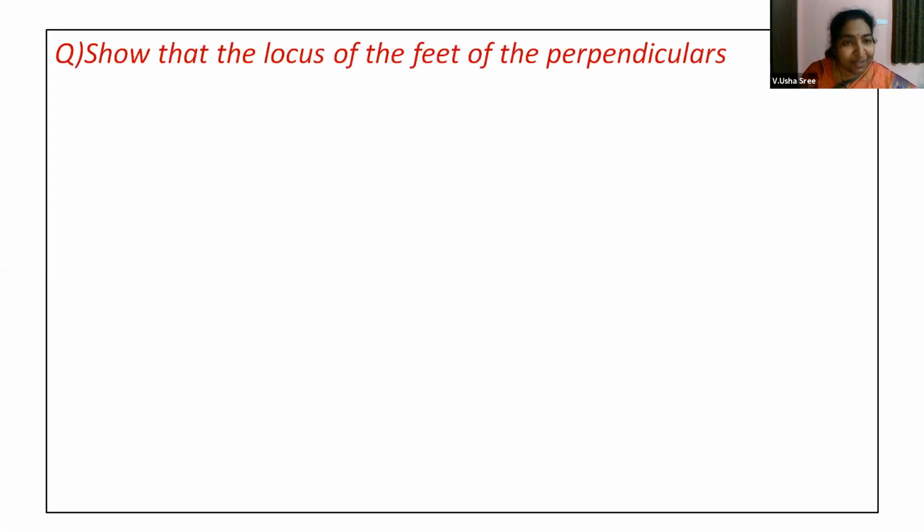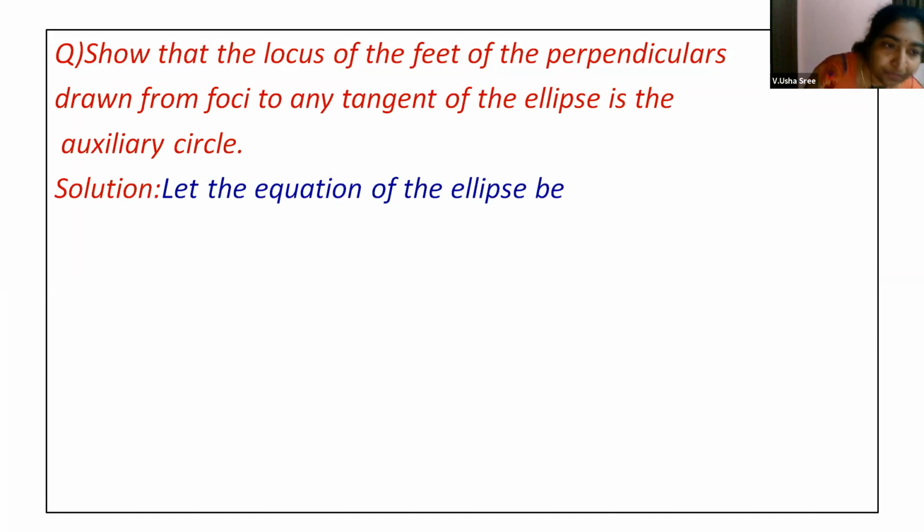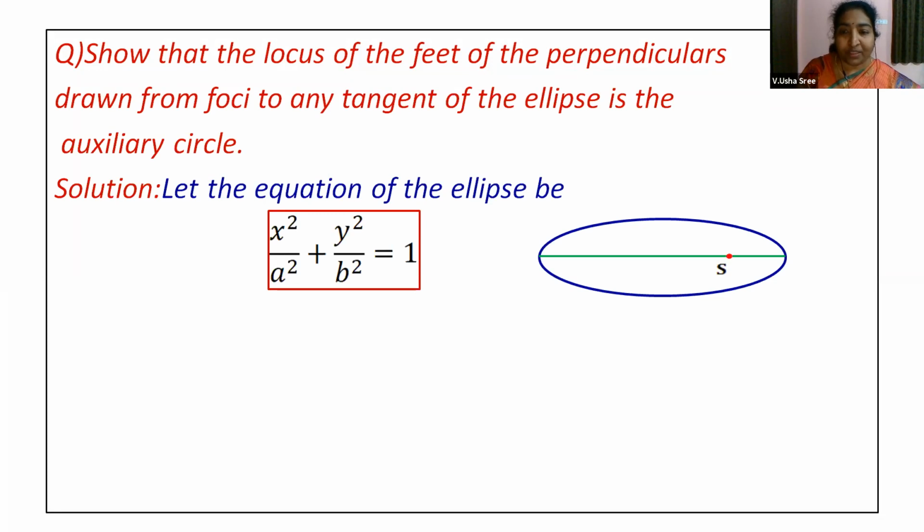The same thing we are trying to prove today. Show that the locus of the feet of the perpendiculars drawn from the foci to any tangent of the ellipse is the auxiliary circle. This is another definition. Okay, now let us assume that the ellipse equation is x square by a square plus y square by b square equal to 1. This is the ellipse with the two foci, that is S and S dash.